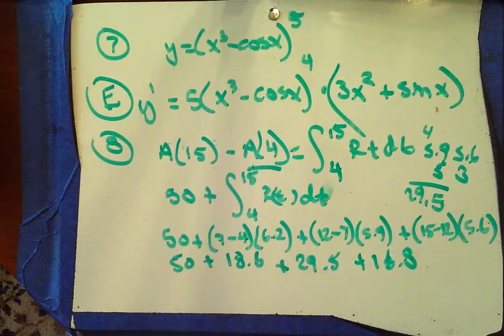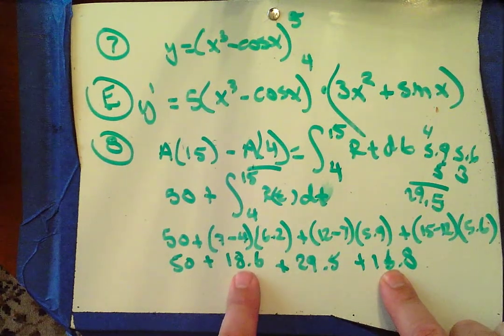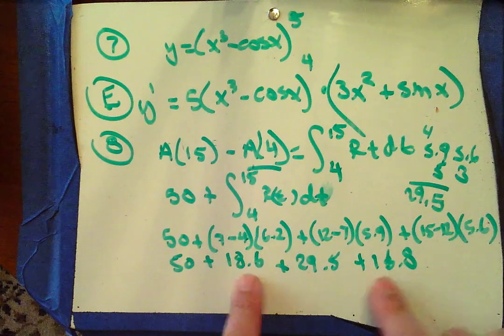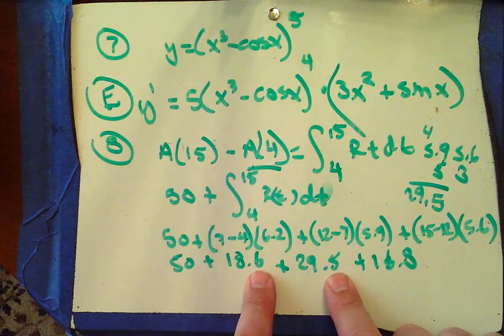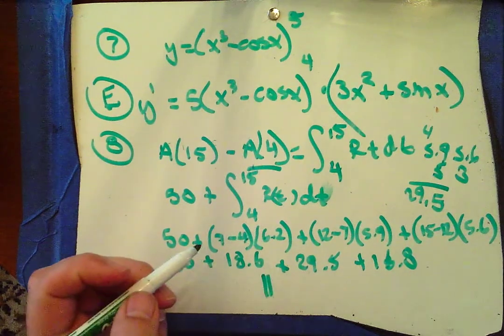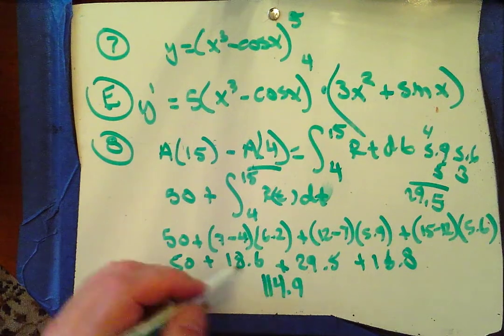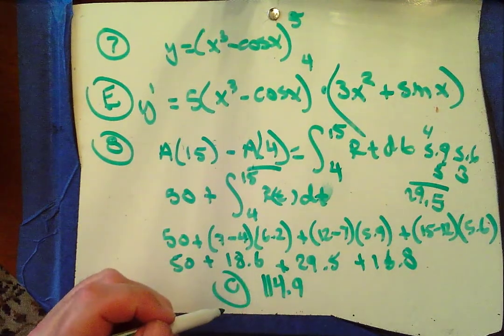16.8. And then I want to add up all these, so I've got 10, 40, 10, 30, 40, 55, 63, 64.1, 64.9, 114.9, I think. And that's choice C for number 8.